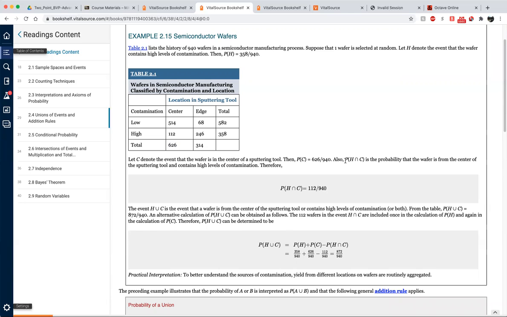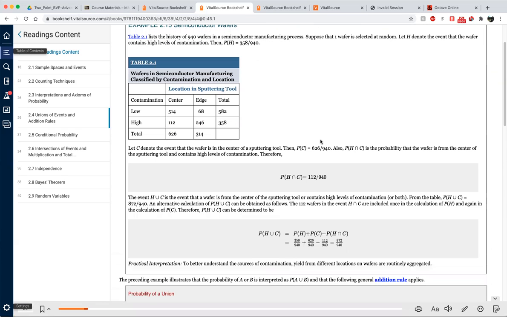Also the probability of H intersection C. H is the wafers with a high level of contamination, and C is the wafers in the center of the sputtering tool, which is 112 right here. You can figure out H intersection C by drawing Venn diagrams.